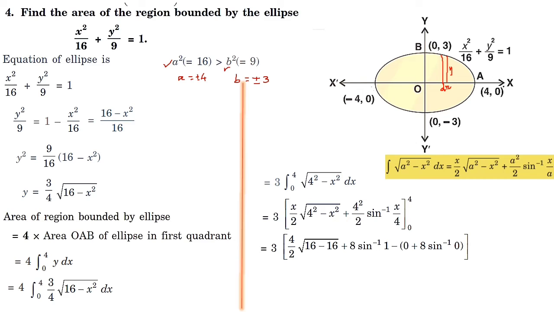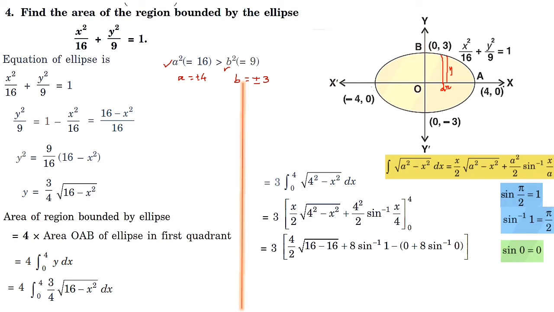Once again here x replaced with the upper limit, that means 4 by 2 into root of 4 square is 16 minus x square, x is 4, 4 square is 16, plus 4 square by 2 is 8 sine inverse, when we substitute 4 by 4 is 1, minus the lower limit, that means first term 0 into the particular quantity, 0 will be coming, plus 4 square by 2 we calculated before, 8 sine inverse 0 by 4 is 0. Then sine inverse 1, we know sine 90 is 1, so sine inverse 1 is pi by 2, so this value we calculated.